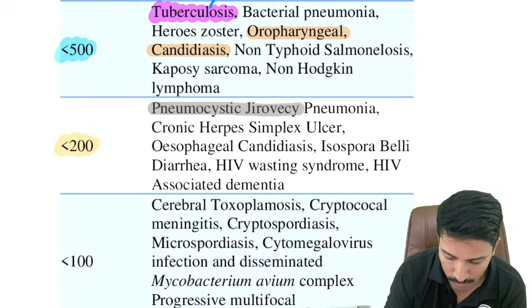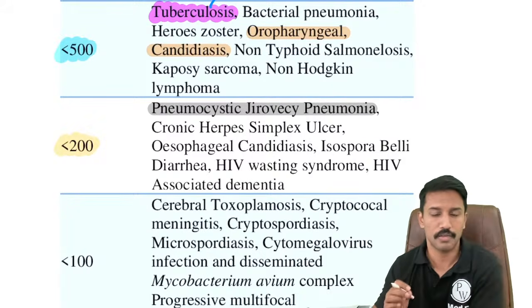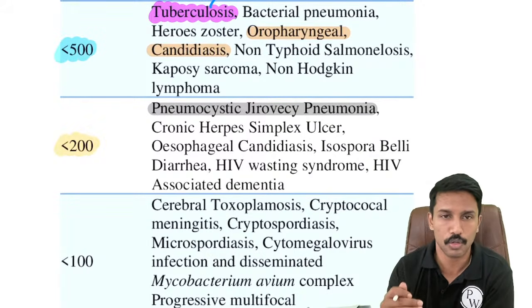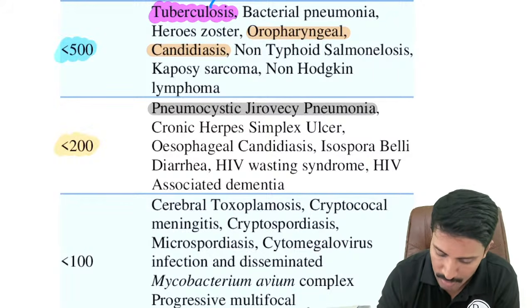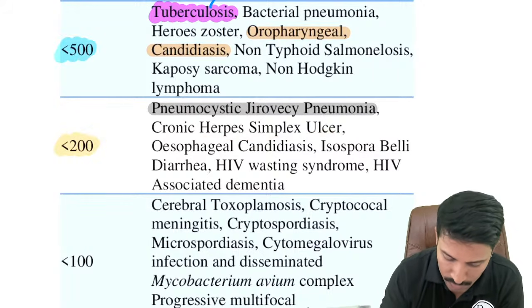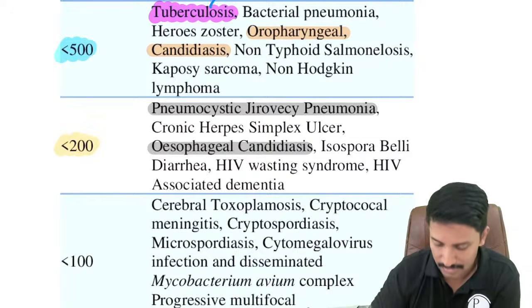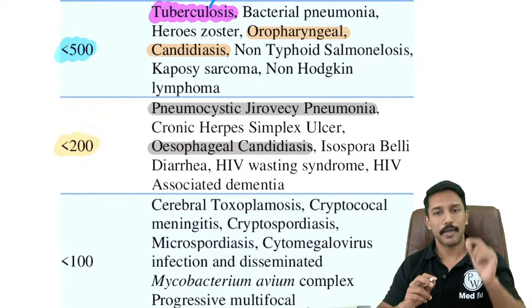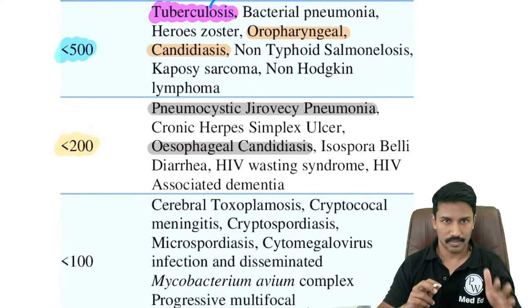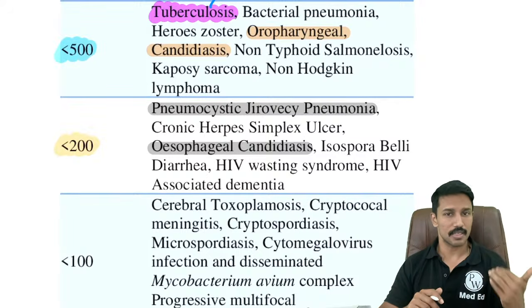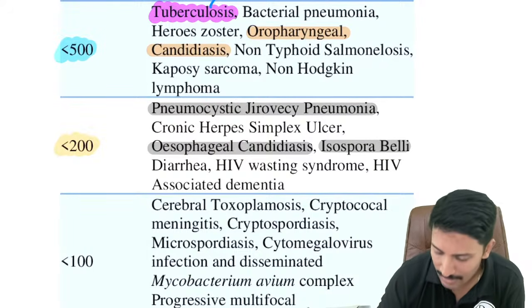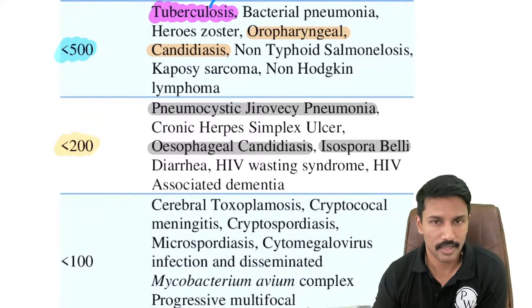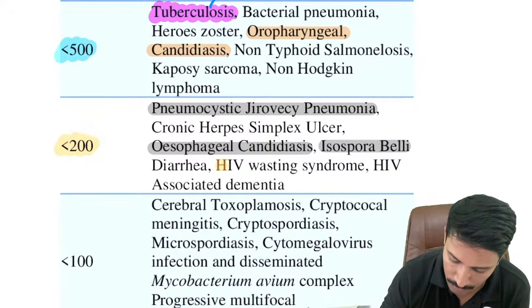So pneumocystis jirovecii pneumonia is the most important opportunistic infection that you need to remember when CD4 count is less than 200. Apart from that, chronic herpes simplex ulcer. Now comes esophageal candidiasis. So oral and pharyngeal candidiasis when CD4 count is less than 500, but esophageal when it is less than 200. Then Isospora belli infection of the GIT producing diarrhea. And then we have HIV wasting syndrome.